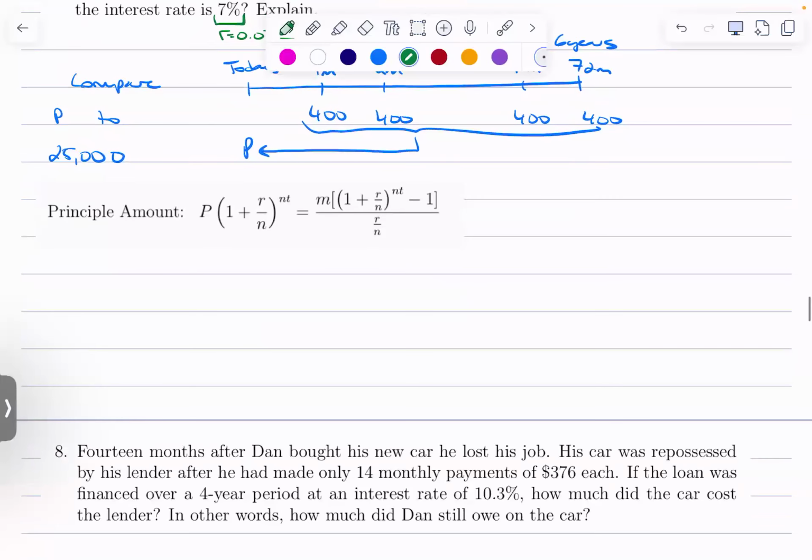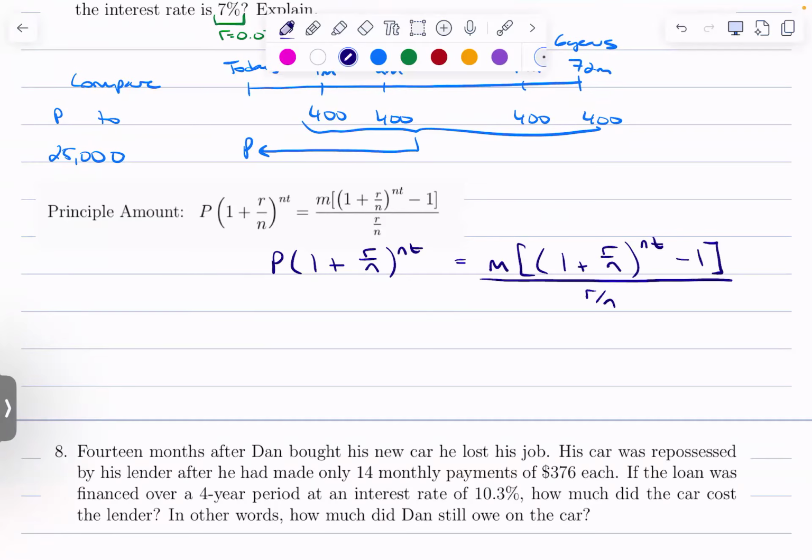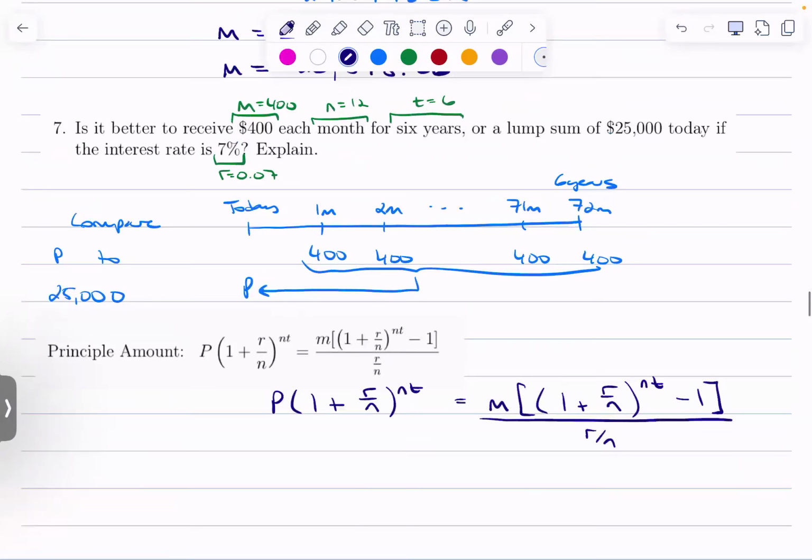So here we go. P times (1 plus R over N) to the N times T must be M times ((1 plus R over N) to the N times T minus 1) divided by R over N. Notice that we're leaving this 25,000 out of the equation. It doesn't have a place here because I want to compare P to 25,000.